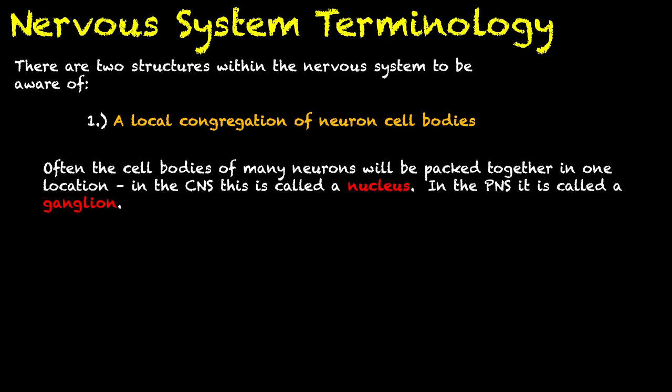If a local congregation of neuron cell bodies occurs in the central nervous system, we call that a nucleus. A good example of this is a basal nucleus, which we saw just a couple of slides ago. If this occurs outside the central nervous system, we instead are going to call it a ganglion. The second type of structure is just a big bundle of neuron axons. You can think of it as bundling all these axons together like it's making a big wire.